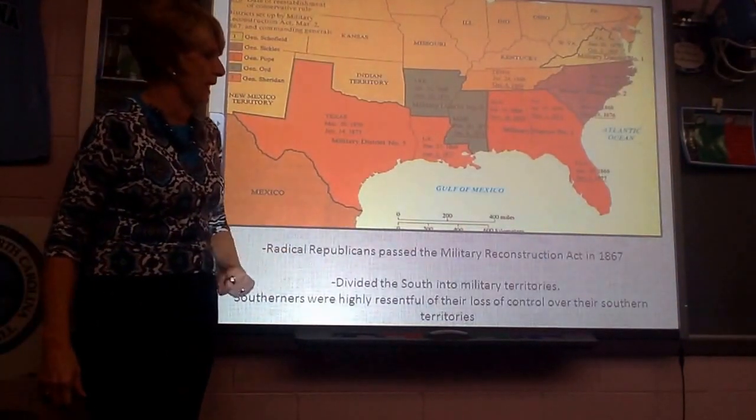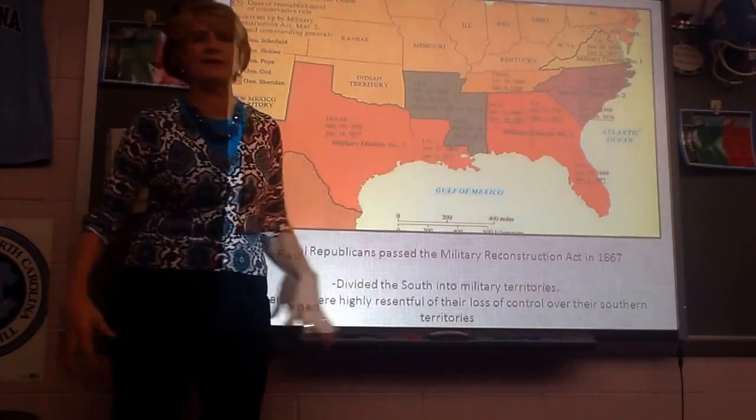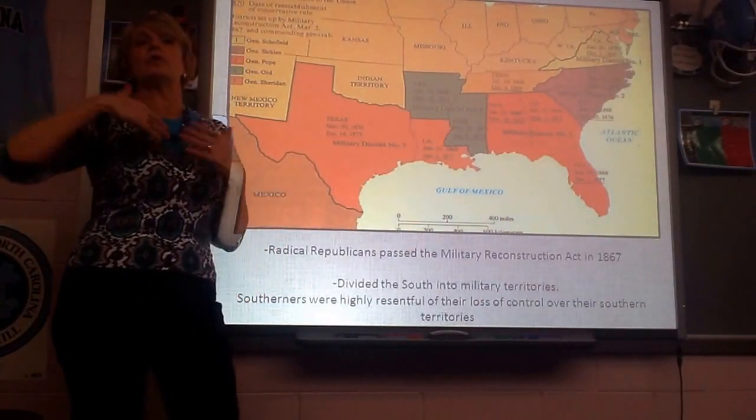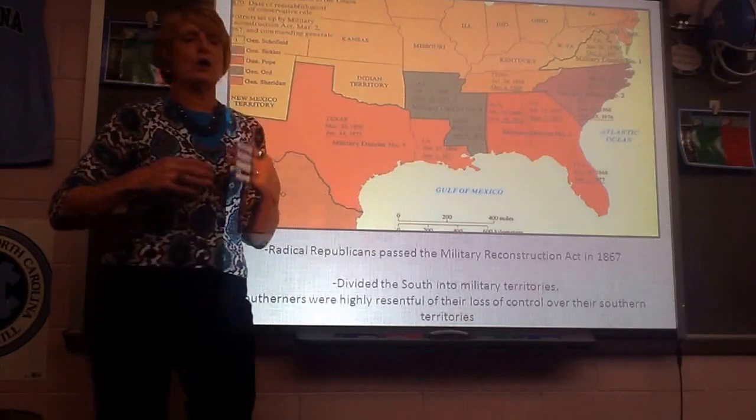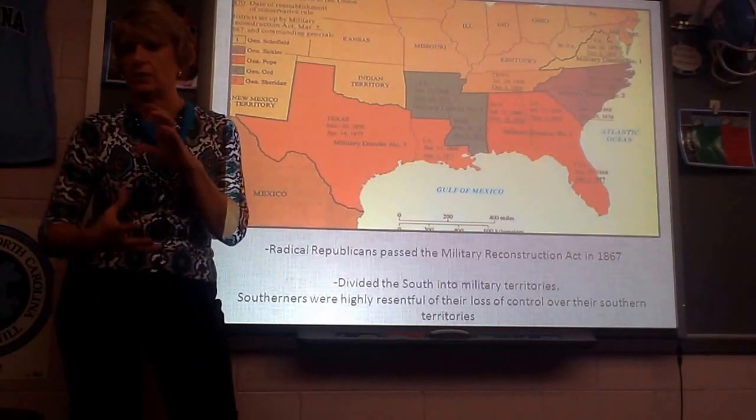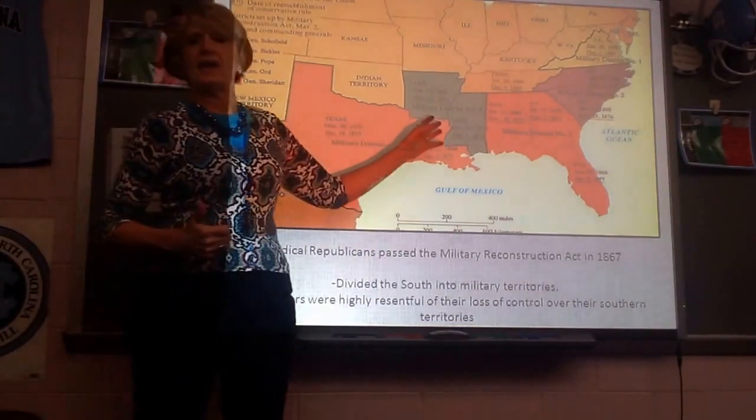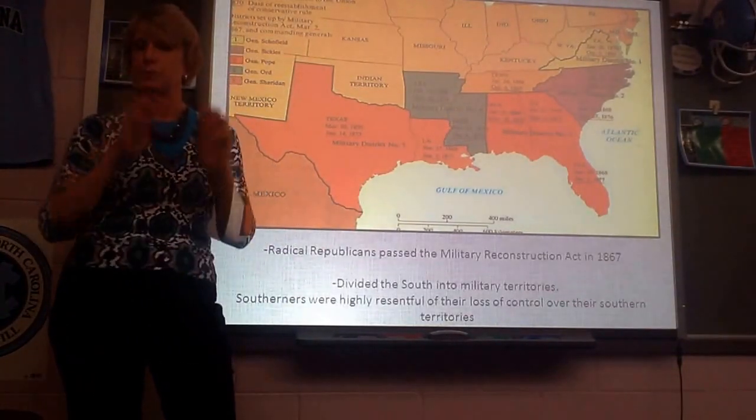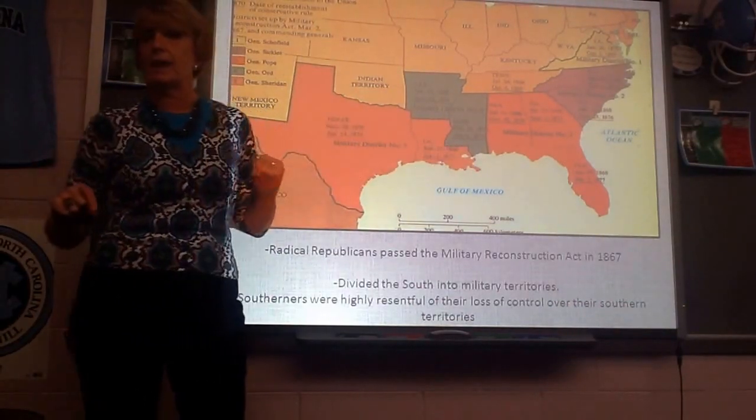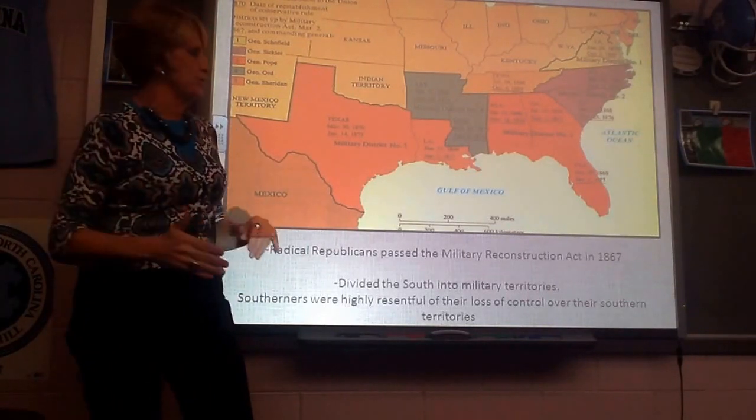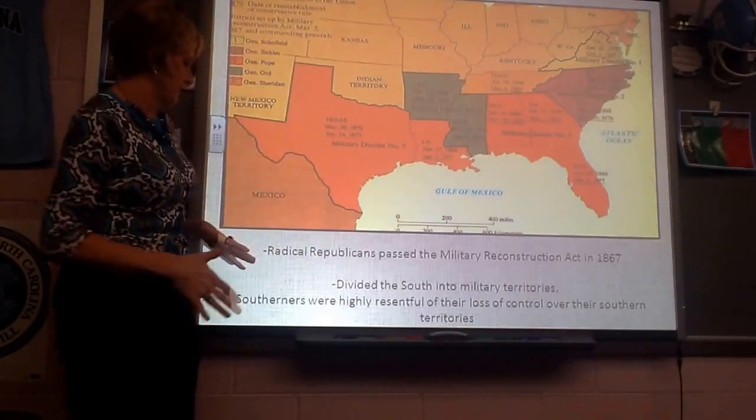The radical Republicans passed the Military Reconstruction Act, and here's a map of the different military districts that the Northern Army was in charge of. Now what that means is these Southerners who lived in this area, who were elected to their local legislature, not Congress, could make the decisions and rewrite their constitution, but ultimately it needed to be brought before this military command, who are looking at what they're doing and ensuring that they get their approval. So the Southerners are very resentful of this.